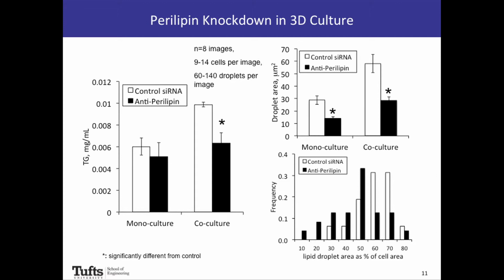So on the right up here, I guess you can't really see the laser. On the right, you see the droplet area, and this is averaged from 8 images per condition, and you see a significant decrease in the average droplet area. You also see a redistribution from large droplets down to smaller droplets upon treatment with anti-perilipin siRNA. So we see the results that we expect, and we can actually get these results without having to disrupt the cells. So the data correlates well with enzymatic assays, so in the future we won't have to do those assays.